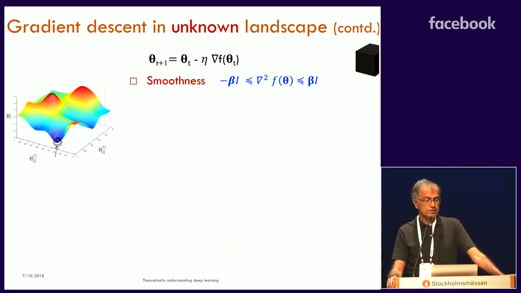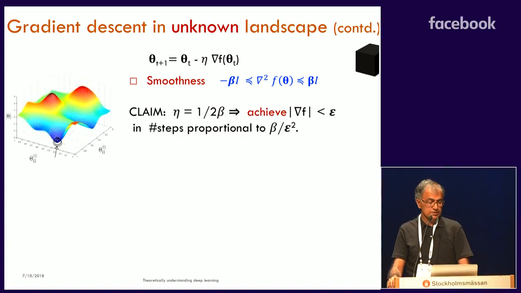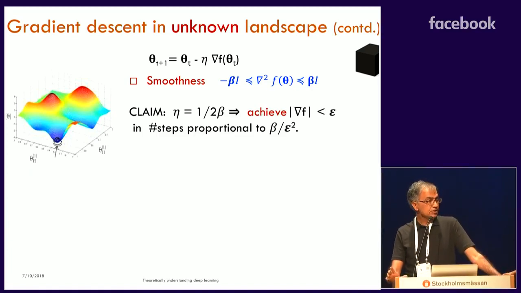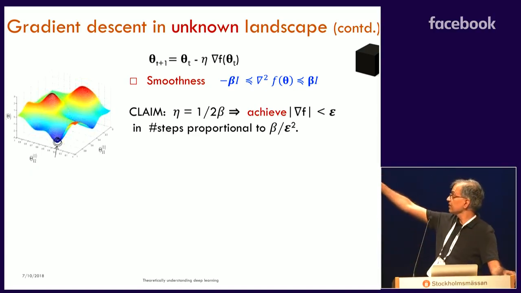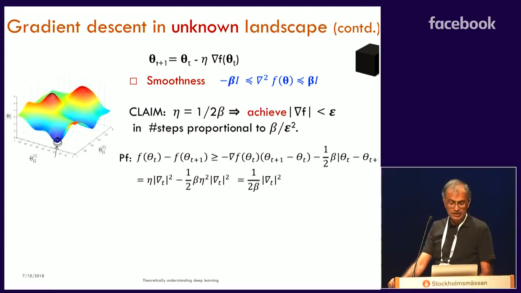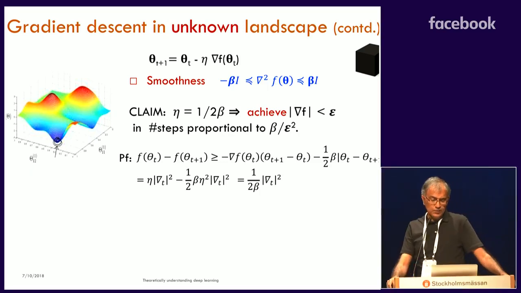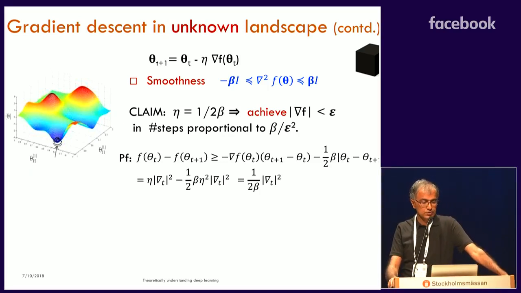OK, so now there's a bound on the second derivative. What happens? The claim is that if you make small enough steps, so this learning rate is less than 1 over 2 beta, then you achieve the gradient norm smaller than epsilon in a number of steps proportional to beta over epsilon square. So beta is this bound on the second derivative, and epsilon is how small we want the gradient to get. And this is possibly the only proof I'll do, because it's a two-line proof.